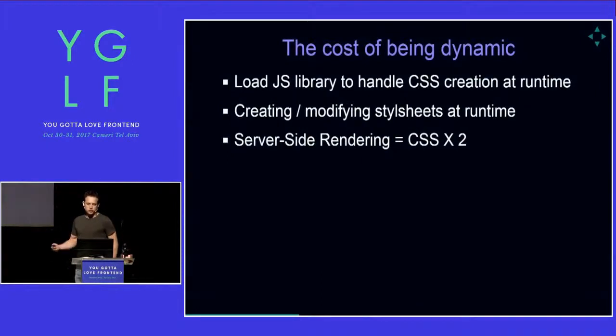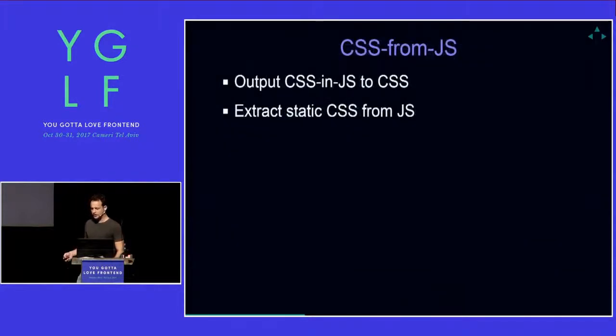We need to load the JS and CSS JavaScript code into our runtime dependencies. We are creating and modifying CSS at runtime, causing the browser to reflow and repaint. And if we are doing server-side rendering, we are serving the same CSS twice, first as CSS and then as JavaScript. And the CSS community and CSS in JS community is aware of these issues and are working to solve them. Most libraries can output vanilla CSS from JavaScript, losing dynamic abilities. And some of the more advanced of them can extract only the static CSS, leaving minimal runtime to handle the dynamic parts.